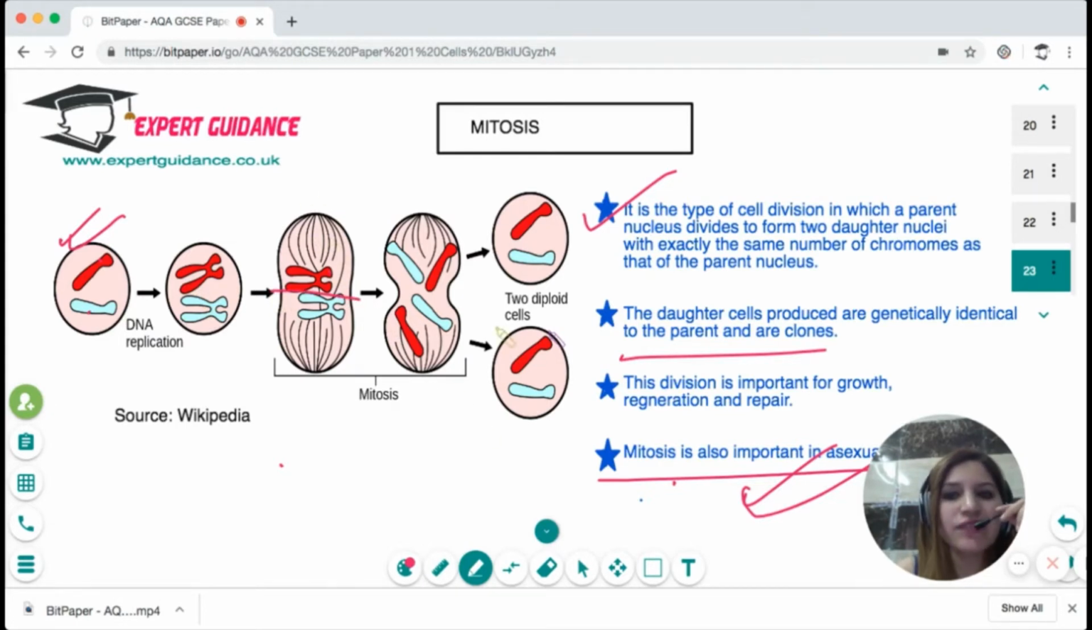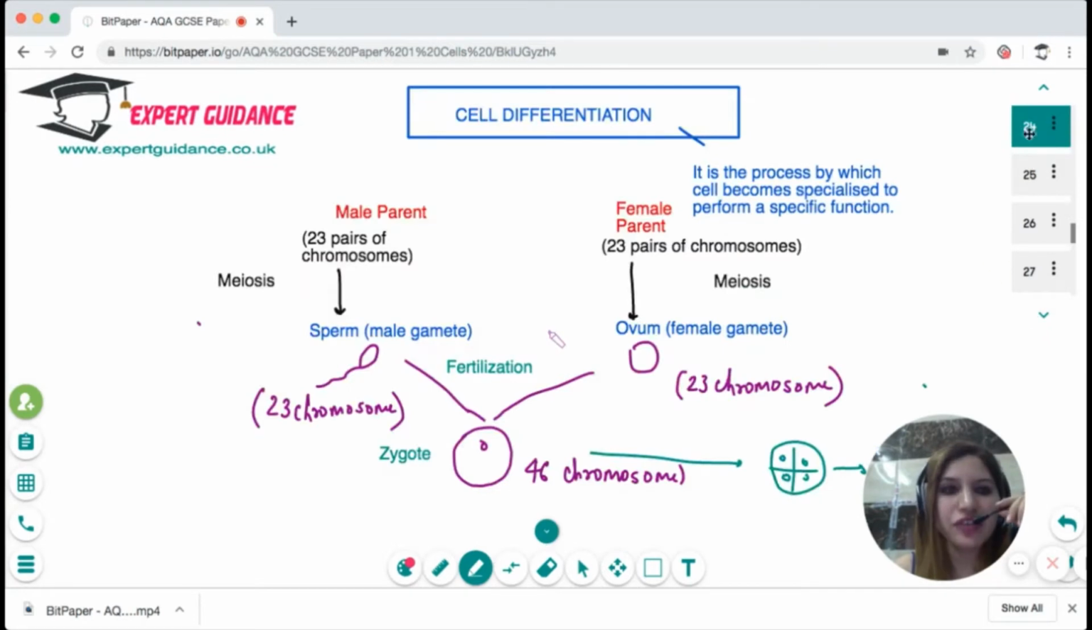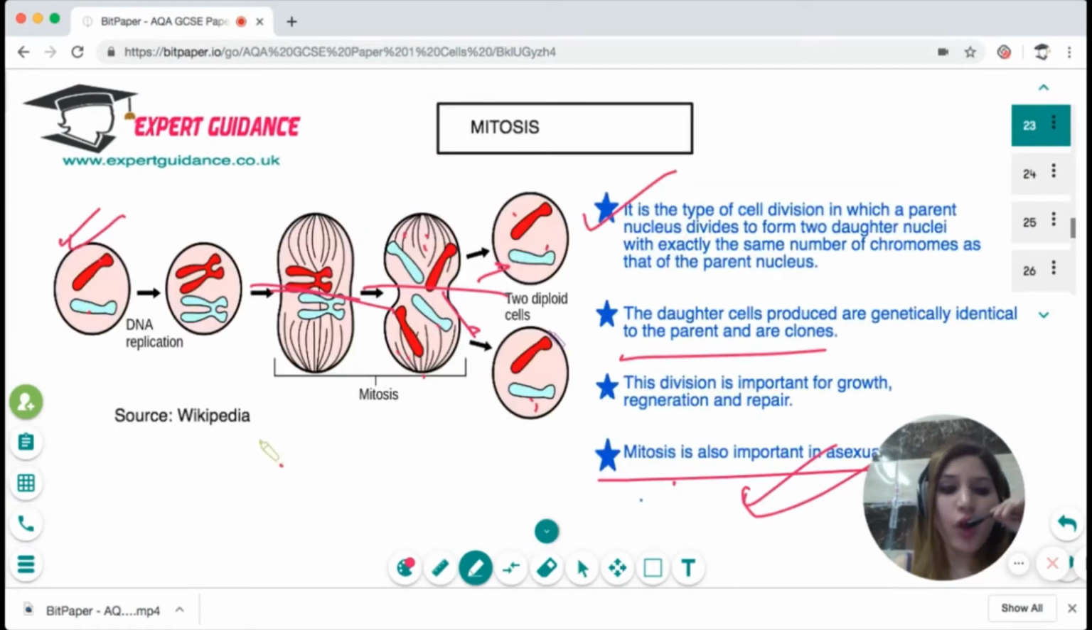The spindle fibers shrink and break them from the middle, so that each end now has 2 chromosome copies, and then the nucleus divides. So we get 2 daughter nuclei with exactly the same number of chromosomes as the parent nucleus. Okay, so I hope this mitosis is clear to you. You should know what the stages of the cell cycle are, how the cell divides, what the importance of mitosis is, and what the significance of mitosis is.